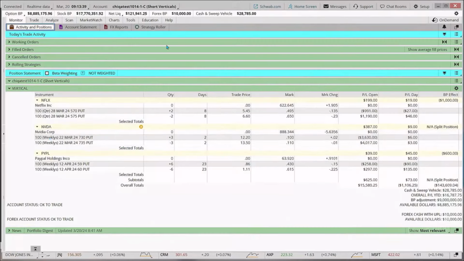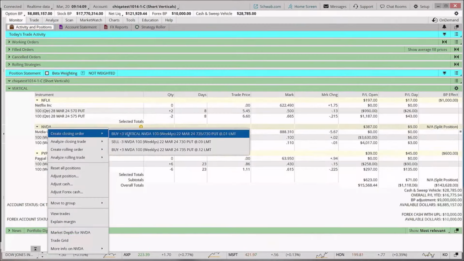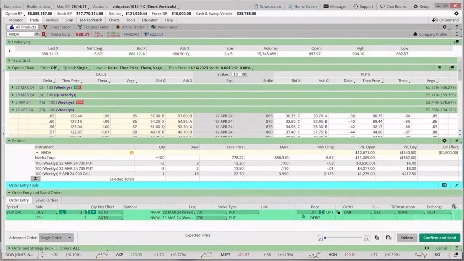So to close this out on the thinkorswim platform, here's our short put vertical on NVIDIA. We'll put on another short put vertical here to kind of show you how to put those on. But as far as exiting the short put vertical, once you have them on here on the thinkorswim platform, you can come again to the monitor page, then come down here to activity and positions. Then down here, you'll see your short verticals. And then to close one of these out, you just put your mouse over the symbol right here, do a right click, choose create closing order. And here's our closing order to buy it back.